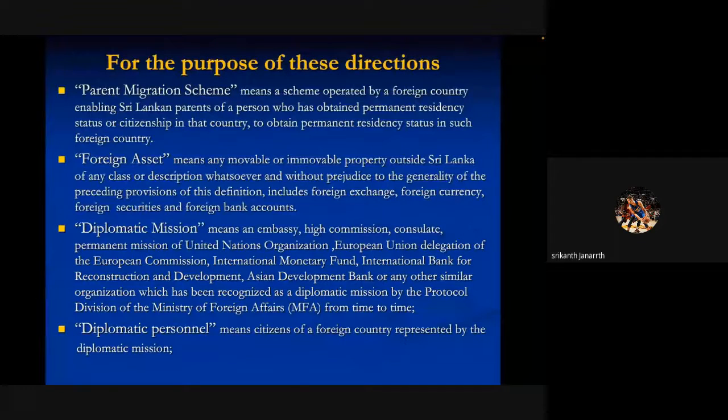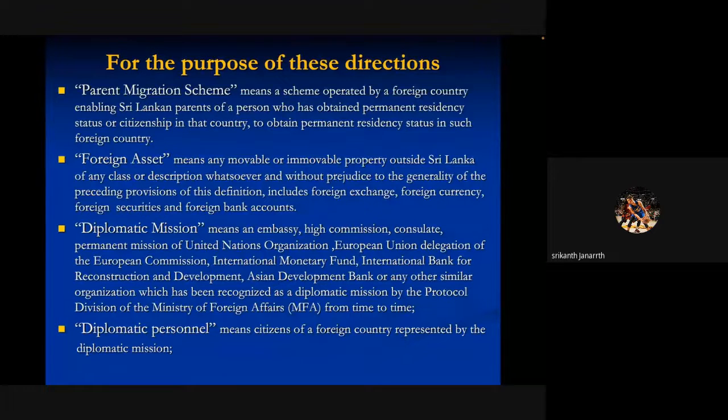Foreign asset means any movable or immovable property outside Sri Lanka. Yes, foreign asset means any movable or immovable assets outside Sri Lanka. That is as per the foreign regulations; it's treated as foreign assets. Diplomatic mission and diplomatic personnel, those two are different. Diplomatic personnel means a citizen of a foreign country represented in the diplomatic mission. If you look at the Indian High Commission, the High Commissioner of India is diplomatic personnel, right? The diplomatic mission will be the Indian High Commission. The Chinese embassy will be a diplomatic mission. The ambassador of the Chinese embassy becomes diplomatic personnel. That is the individual who represents or heads the division.